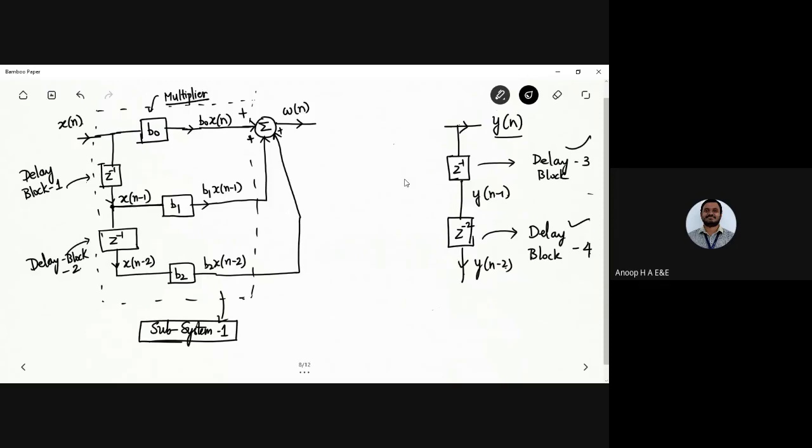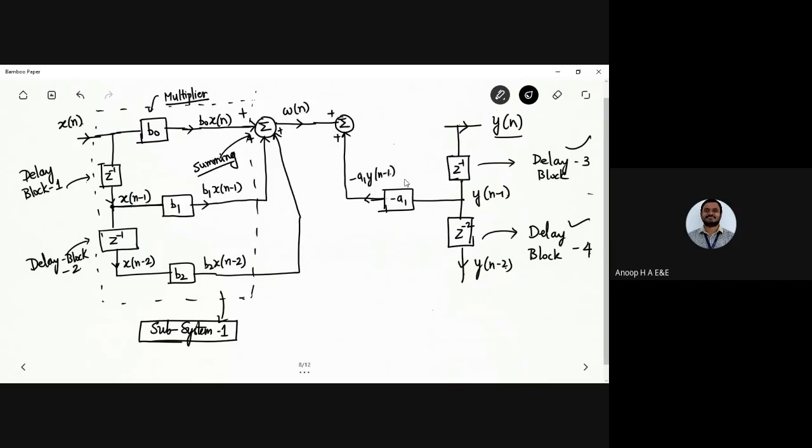Now from y of n minus 1, you will be having minus a1. You have two ways in which you can write. Minus a1, you can write with the negative sign being multiplied with the multiplier itself. Next you can have a summer block here. This is a summing block. So now I can write this one here. Minus a1 into y of n minus 1. So this is plus here, that is w of n minus a1 into y of n minus 1.